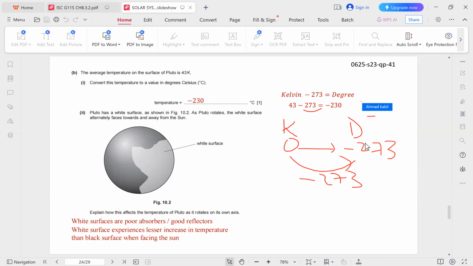This is what we do here. We do 43 minus 273, and that gives us negative 230 degrees Celsius.